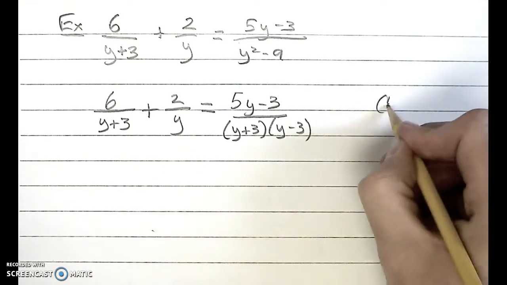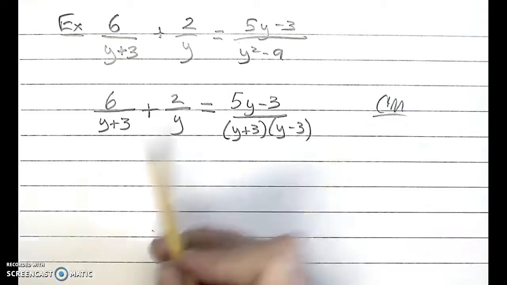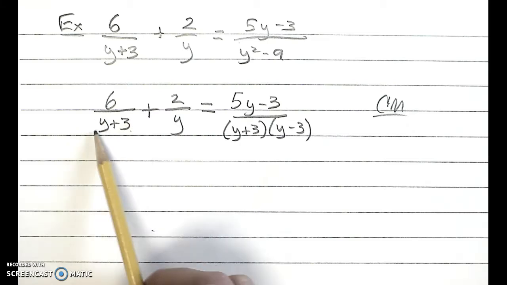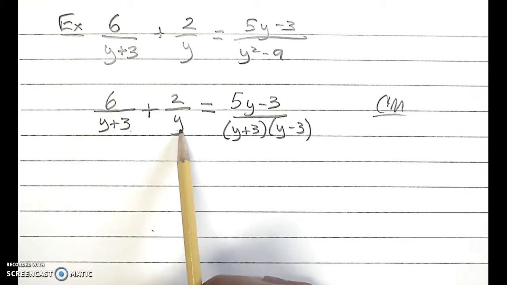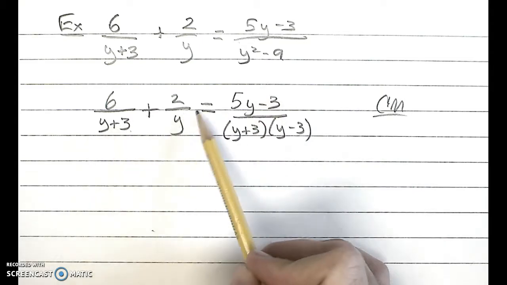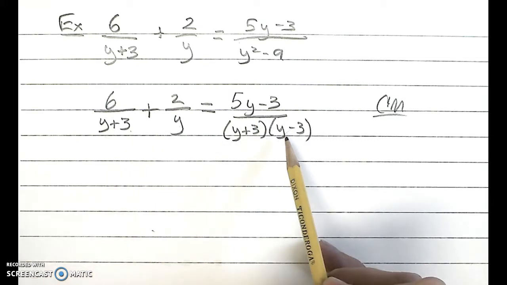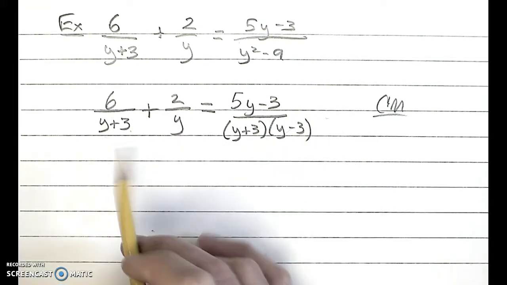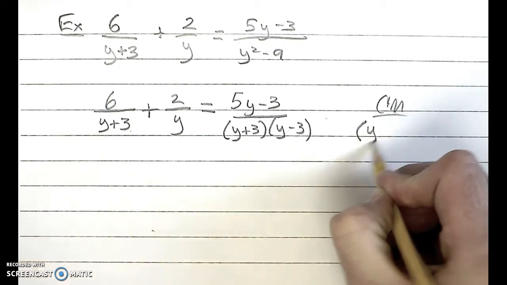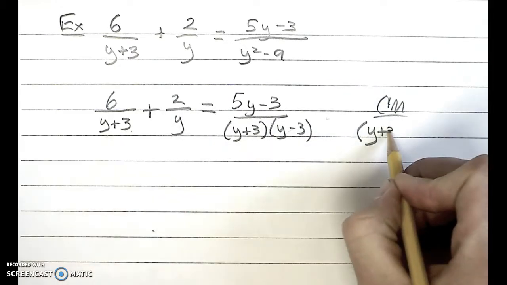And now when I try to find my common multiple, I look at all these denominators and I'm basically saying what is in here that is not in this one, or that is not in this one. Because my goal is going to be, after I multiply both sides, my goal is to try to cancel all of these out. So I need to multiply by them. So I have a y plus 3 in this denominator. So in my multiple that I am going to multiply through, I need a y plus 3.